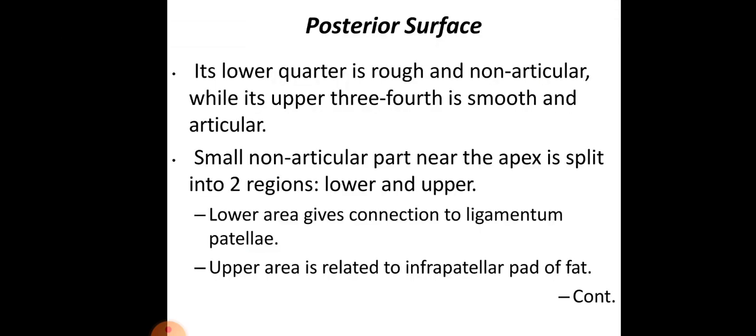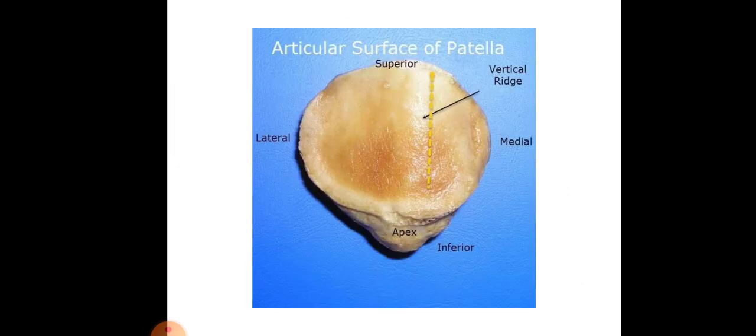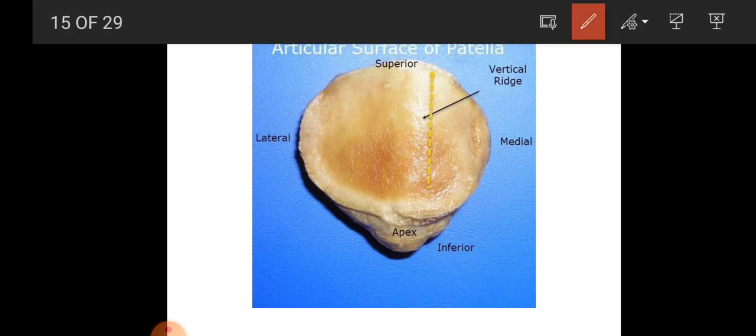Then the posterior surface. Its lower quarter is rough and non-articular, while its upper three-quarters is smooth and articular. The small non-articular part near its apex is split into two regions, the lower and the upper. The lower area gives connection to the ligamentum patellae, and the upper area is related to the infrapatellar pad of fat. So on the lower aspect of the apex we have the attachment of the ligamentum patellae, and on the upper part we have the fat.